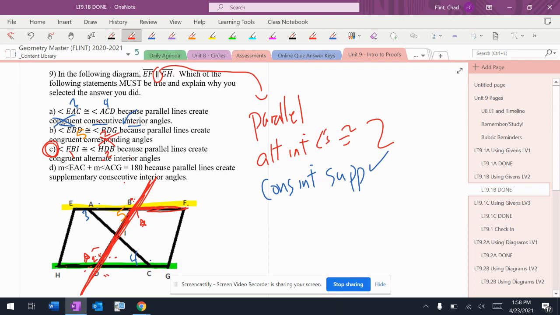And then EAC is angle 3. It already has a number. And ACG will give 6. All right, it says those are consecutive interior, and it has supplementary, so that's right. Okay, but here's the problem. 3 and 6 are actually alternate interior angles. All right, so that's why that one's wrong.